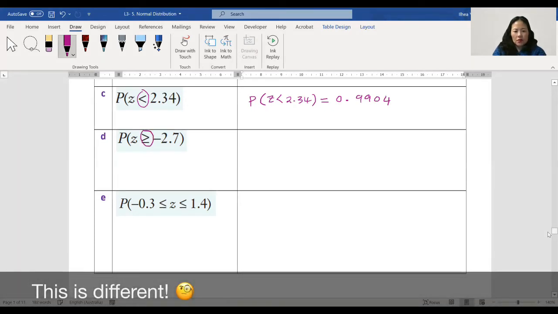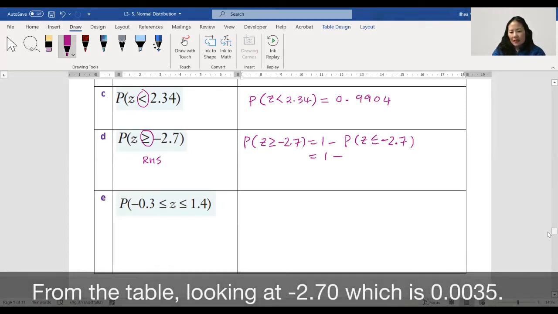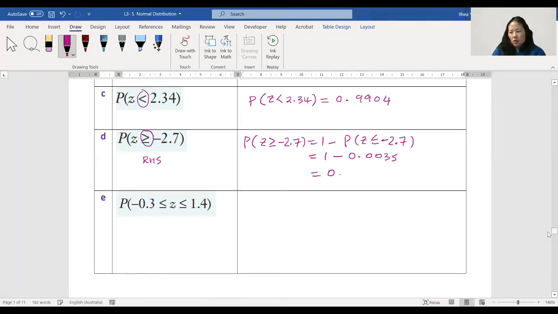It was supposed to be less than or equal to. So we're talking about right-hand side area. Okay, so if that's the case, it's quite simple. We have to use complementary probability here. So I'm just gonna write this. So 1 minus, if you look at the table for the z is less than equal to minus 2.7, you will get 0.0035. And then you take that away from 1, you will get 0.9965. Okay, so that's what we got.